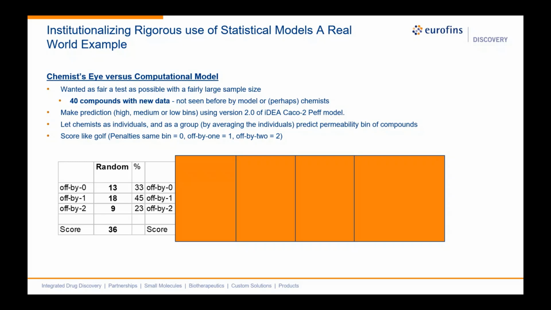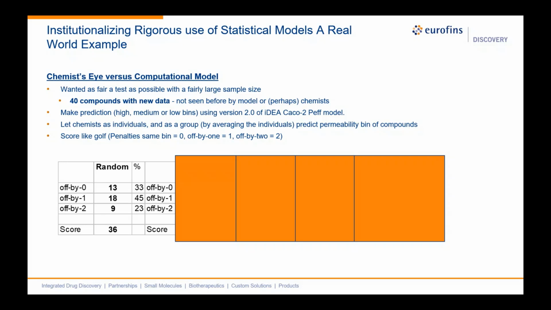And so we're going to let the chemists work as individuals and as a group by averaging the individuals, predict the permeability bin of the compounds, and we're going to score like golf. So if you get compounds in the same bin, there's no points. Get off by 1, you add 1 point, and if you're off by 2, you add 2 points, and the individual or machine with the lowest score wins the game.